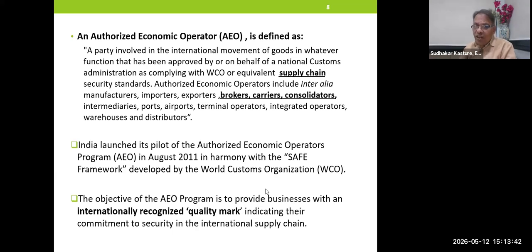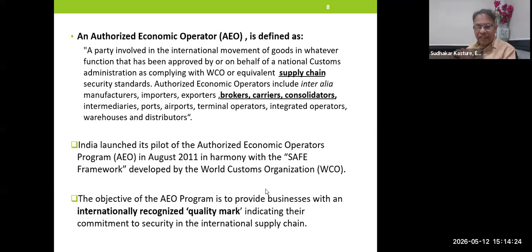Now, who is the authorized economic operator? It's very interesting if you look at the definition. It says: a party involved in the international movement of goods in whatever function that has been approved by or on behalf of a National Customs Administration as complying with WCO or equivalent supply chain security standards. So, whosoever commits to the supply chain security standards as created by WCO and approved by National Customs can be called an AEO.